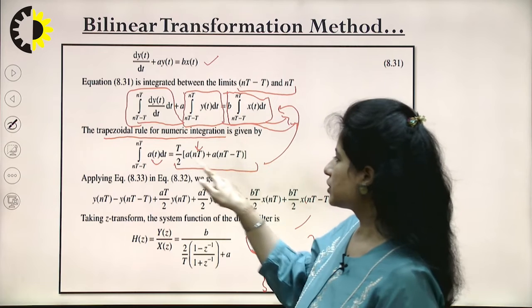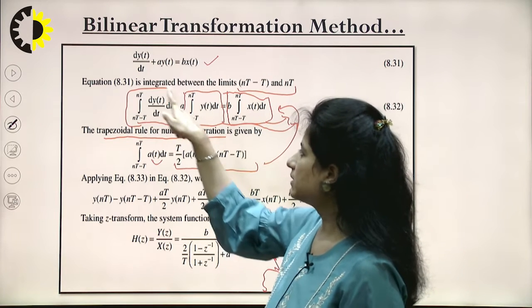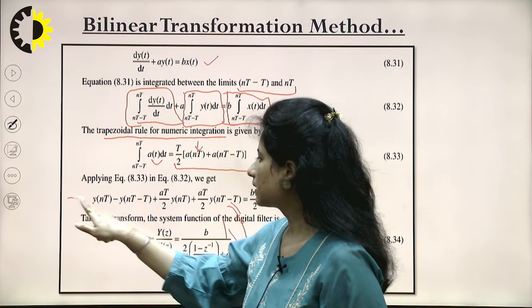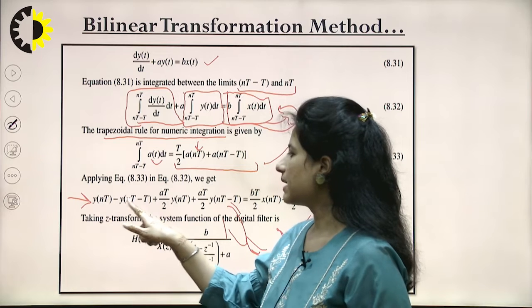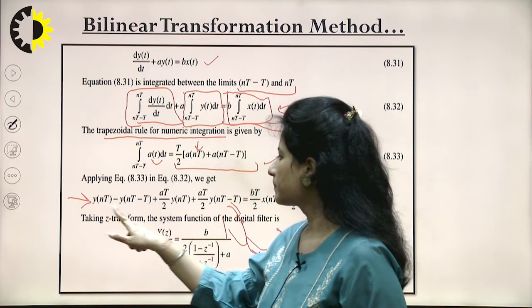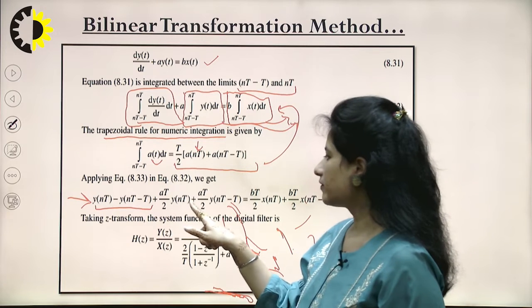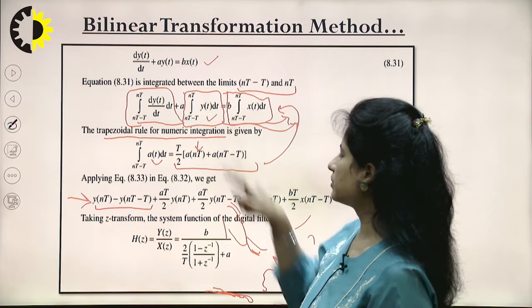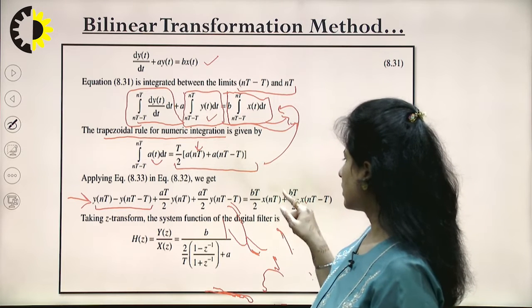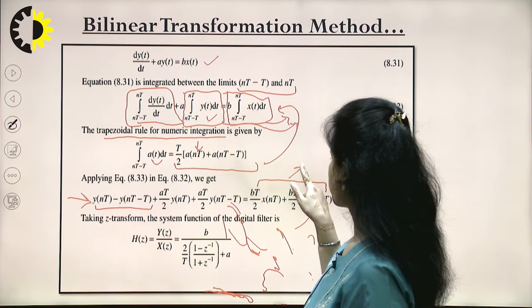So once I substitute this equation in part 1 and part 2 and integrate normally, the first section, the simplified equation, I represent as y(nT) minus y(nT minus T), which is the normal integration, and aT by 2 y(nT) plus aT by 2 y(nT minus T) corresponds to this part when we apply the trapezoidal rule, and here is the second part of integration.